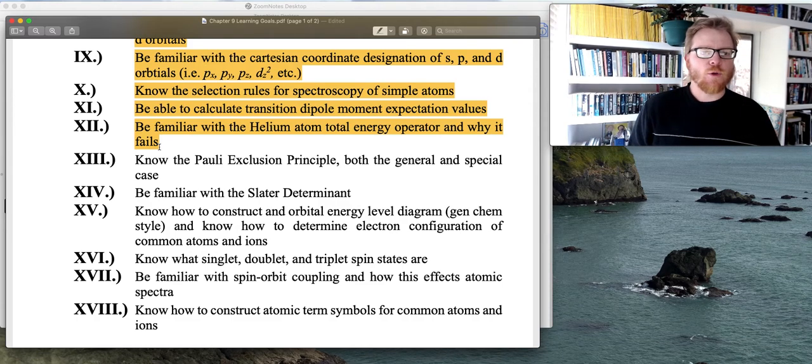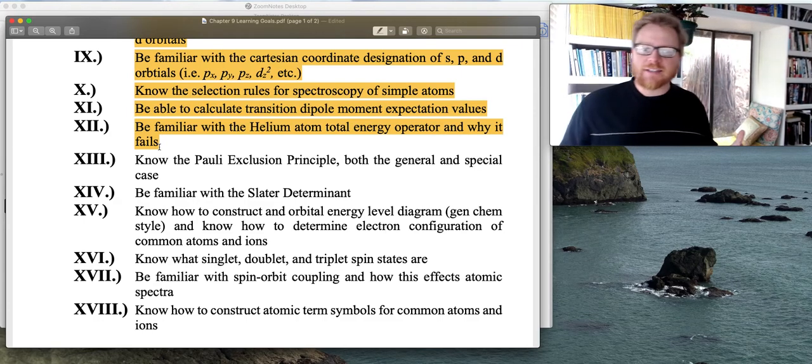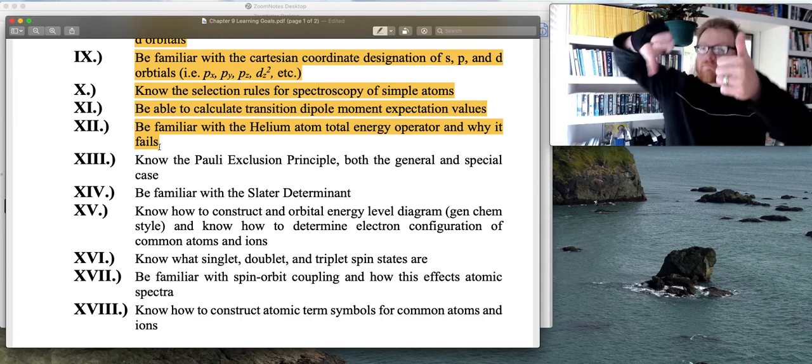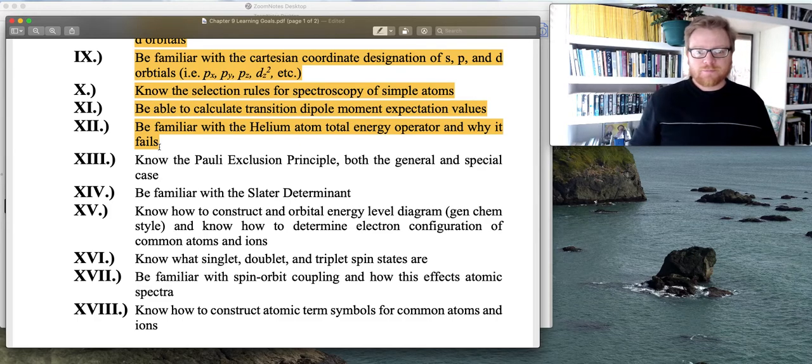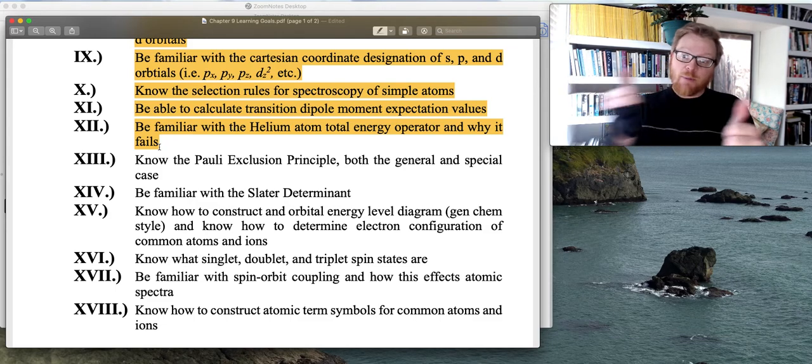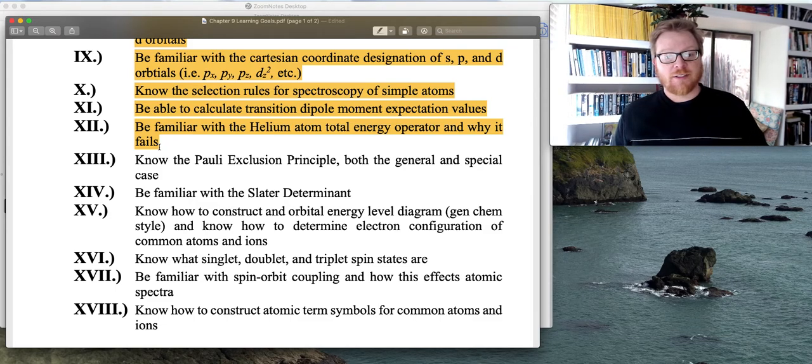Know the Pauli exclusion principle, so both the general and special case. The general case is kind of what you did in general chemistry, right? No two electrons may occupy the same orbital. And if they do, they must be spin correlated. And the special case is that if we switch the labels of electrons, then the wave function must change signs.